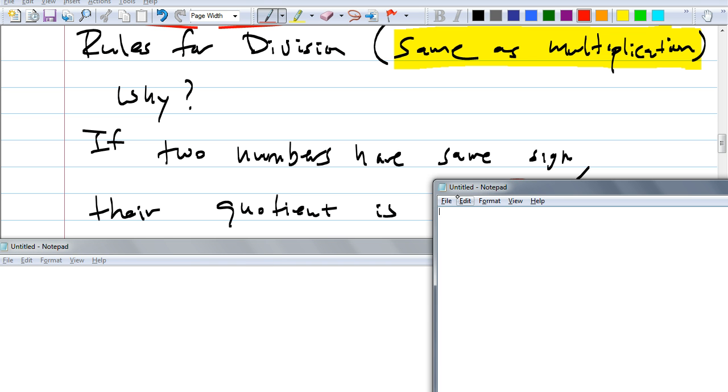So what do you guys think? I'll give you time. People are still writing, sorry. Go ahead and write, and let's answer this together. If two numbers have the same sign, their quotient is what? Positive or negative? Everybody go ahead and write it down in your paper. Think about it. What I mean by same sign is both positive or both negative, right? What would the answer be?